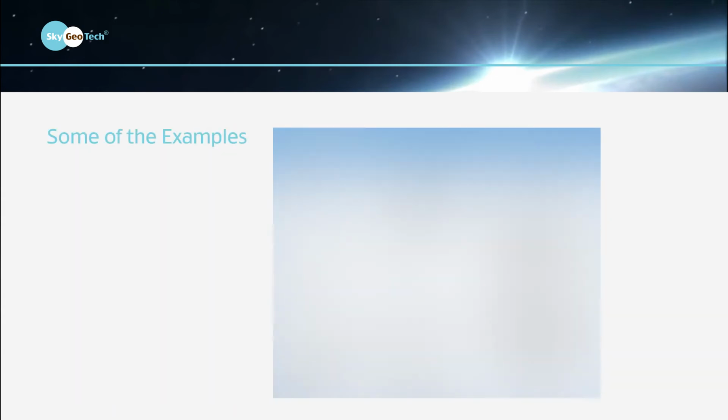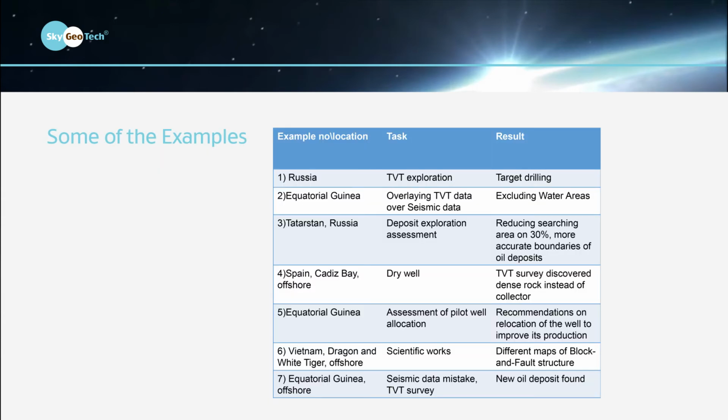Some examples of TVT usage. We have different examples in different countries, and here we can find TVT explorations on green fields, brown fields, assessments of dry wells, scientific works, and some more. But let us go through, step by step.